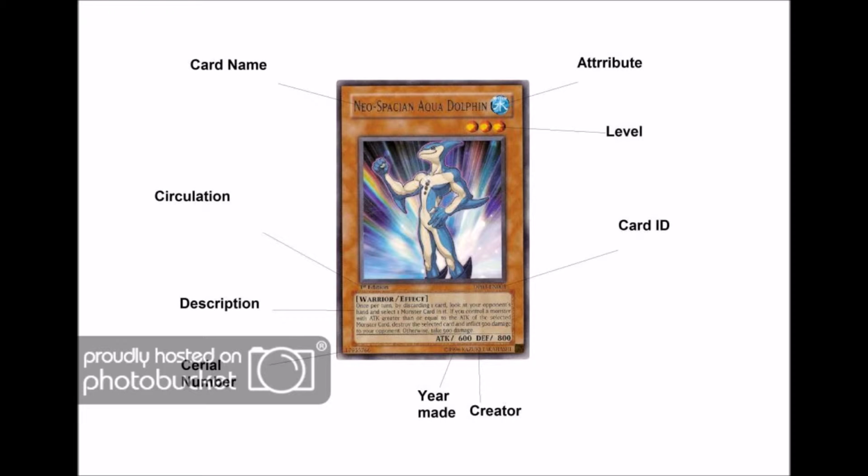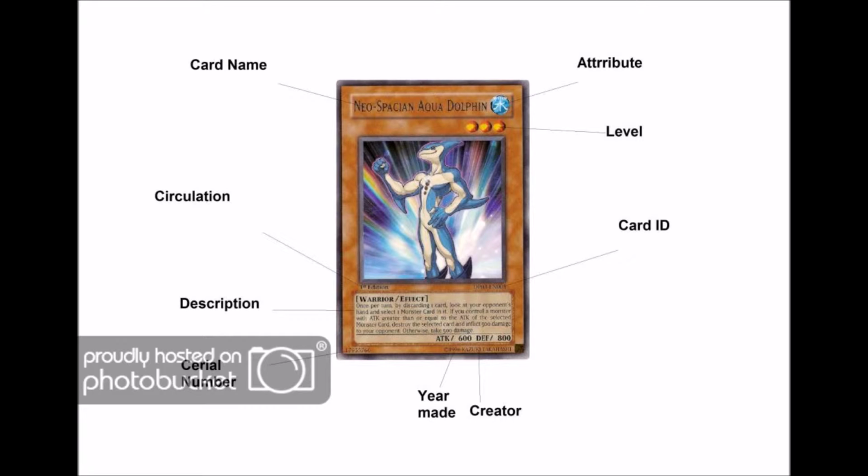And then going down to the bottom of the card in the text box, it's going to say ATK, which is attack, and then it'll have its attack points, and DEF, which is its defense points, which we'll get into in a later video. And then down below that, right on the bottom corner, is the year it's made and the creator of the card. So if you ever want to know who made it or what year it was.